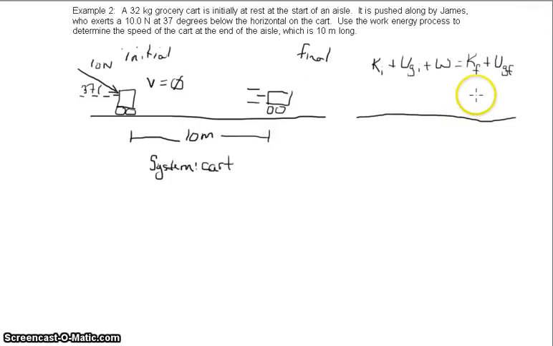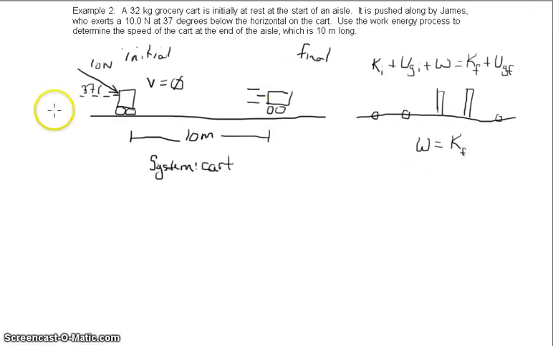So our bar chart would look like the following. Initial kinetic energy of 0. Our gravitational potential energy is on the same height, on the same plane, so there's no change in height, so that will also be 0. We'll have ultimately the cart moving, so it's going to have final kinetic energy and no gravitational potential energy. So our equation is going to end up being work is equal to the final kinetic energy.